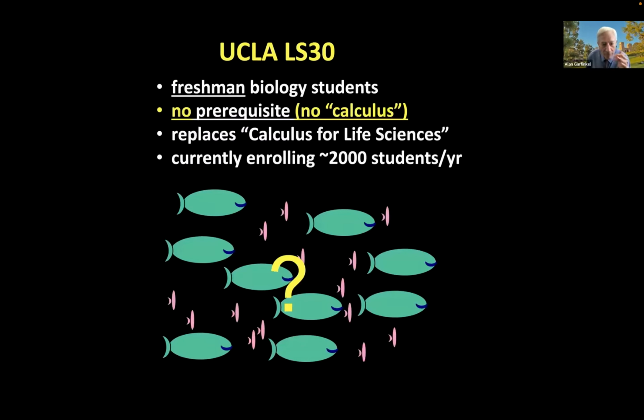So I want to tell you about our class. We call it Life Sciences 30. These are freshman students. There is no prerequisite. We offer it as an alternative to the math department's calculus for life sciences, and we get about 2,000 students per year, as opposed to 70 students who choose the calculus for life sciences option.